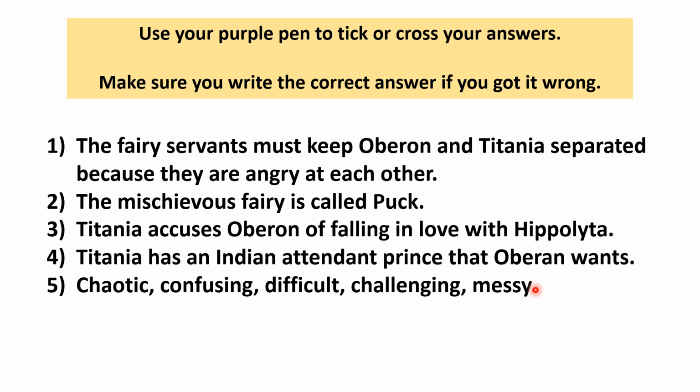And here are some of my adjectives. You might have put different ones down, but jot these ones down if you don't have them. Love and romantic relationships so far have been chaotic, confusing, difficult, challenging, and messy. Pause the video and make any corrections that you need to now, please.